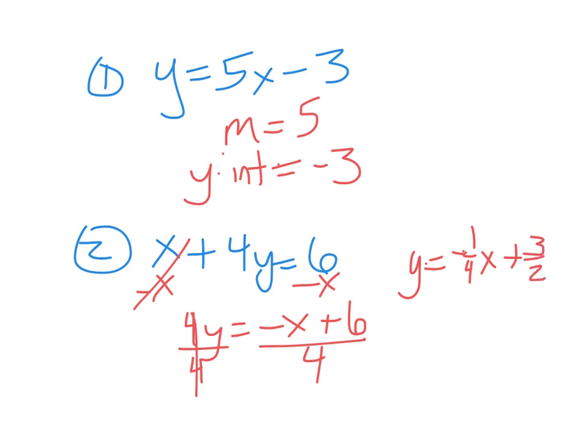So then what's my slope? Negative 1/4. And my y-intercept is 3 over 2. Just because it's a fraction, you can still do it. Any questions on how to do those? Wonderful. All right, so now example 2, we're going to graph.